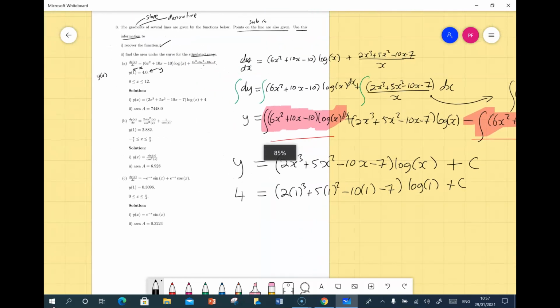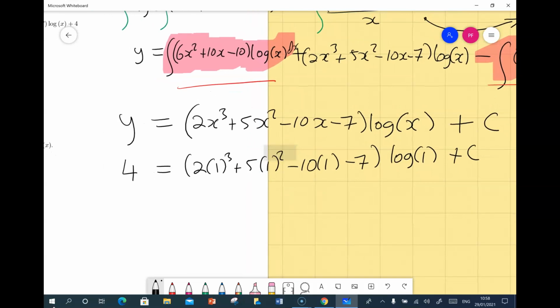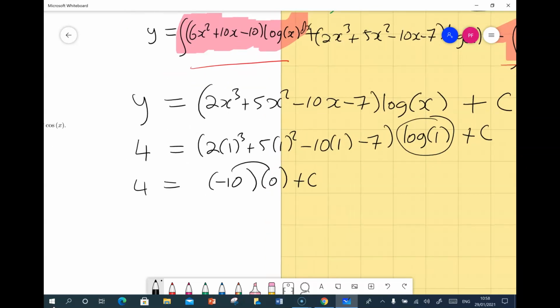All right, so I put that all into my calculator there. It doesn't really matter what I end up with, because when you get the log of 1 here, that turns to 0. But let's complete it out. 2 and 5 is 7, minus 10 is minus 3, minus 10, so I've got minus 10 multiplied by the natural log of 1, which is 0, plus c. Obviously minus 10 times 0 is 0, leaving me with c is equal to 4.